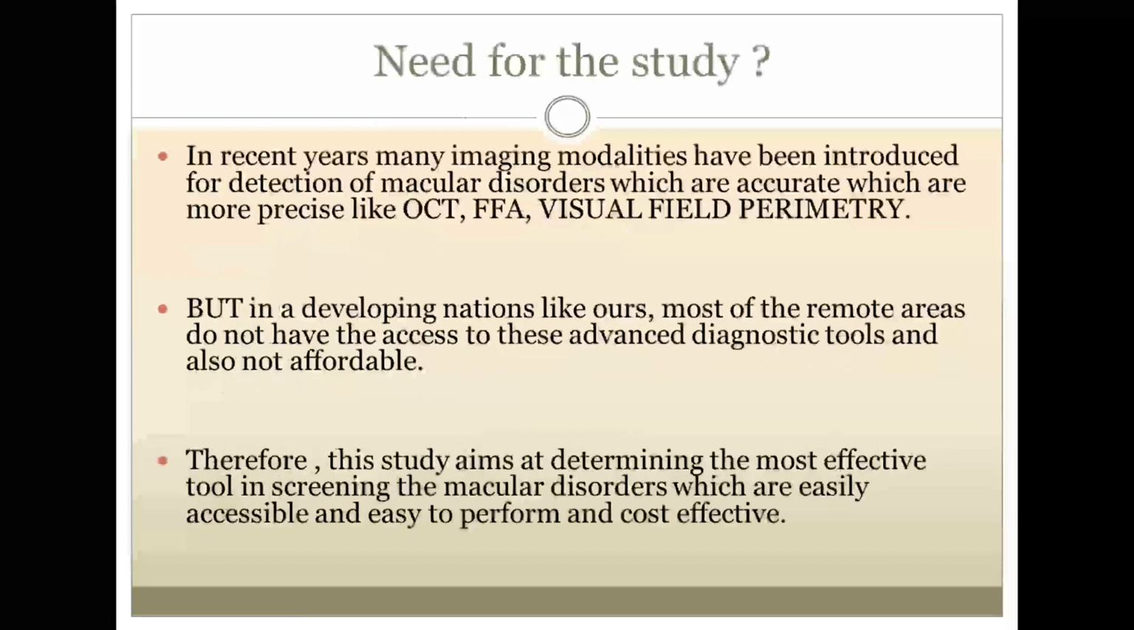decrease the morbidity. In recent years, many imaging modalities have been introduced for detection of macular disorders, which are more accurate and precise, like optical coherence tomography, fundus fluorescein angiography, and visual field perimetry. But in developing nations like ours, most remote areas do not have access to these advanced diagnostic tools, and they are also not affordable. Therefore, this study aims at determining the most effective bedside tool in screening macular disorders, which is easily accessible, easy to perform, and cost effective.